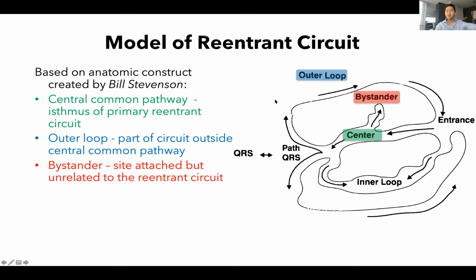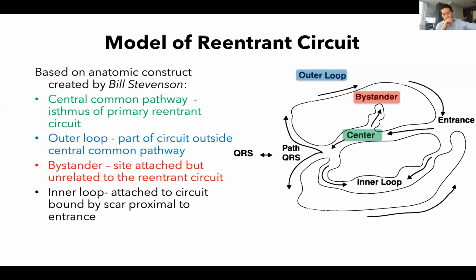Bystander is two types. There's remote bystander, which is if you're pacing in the right ventricle and it's an LV tachycardia, that's remote. And then there are adjacent bystanders, which are also called dead end pathways, which are connected or attached to the central isthmus. So there's two types of bystanders. And then there's the inner loop, which most people don't talk about.